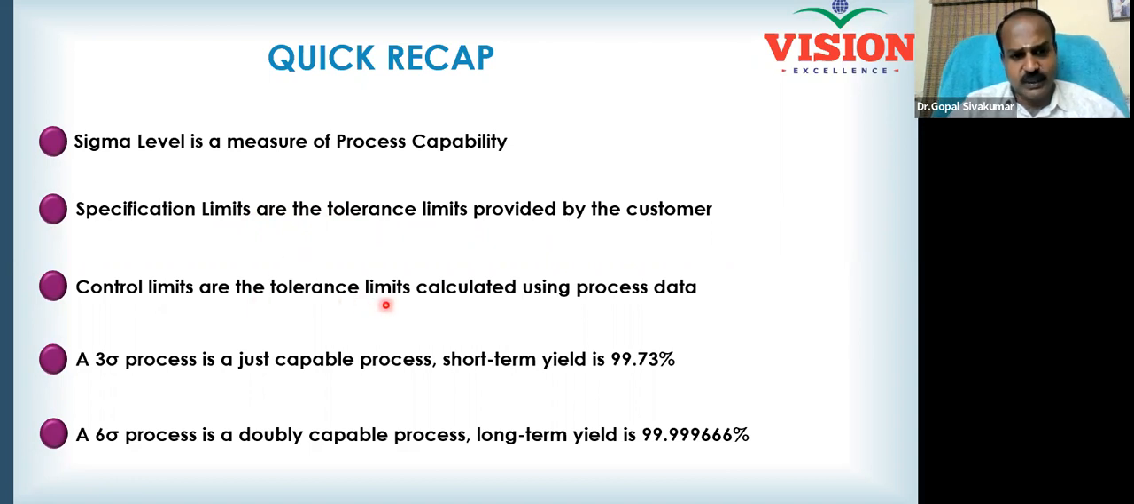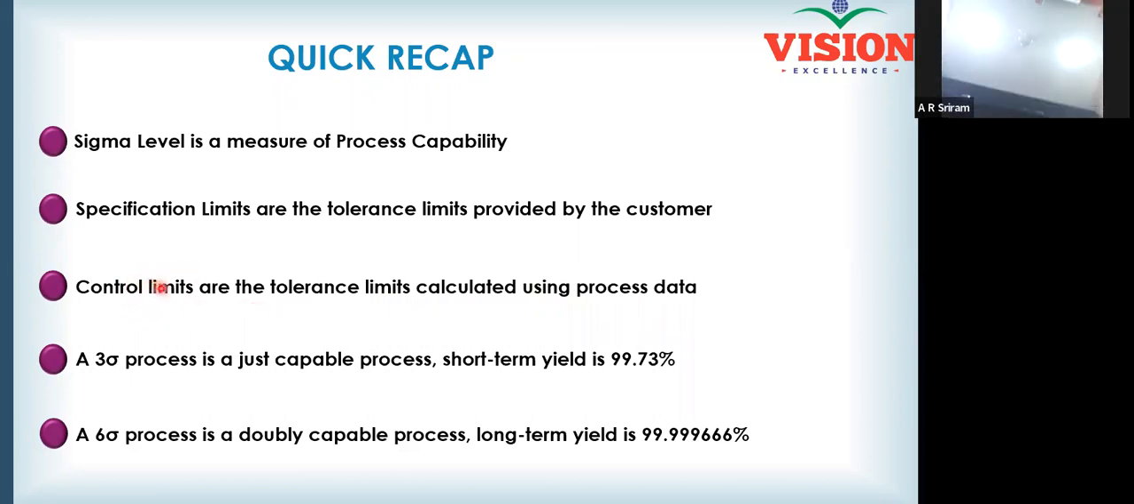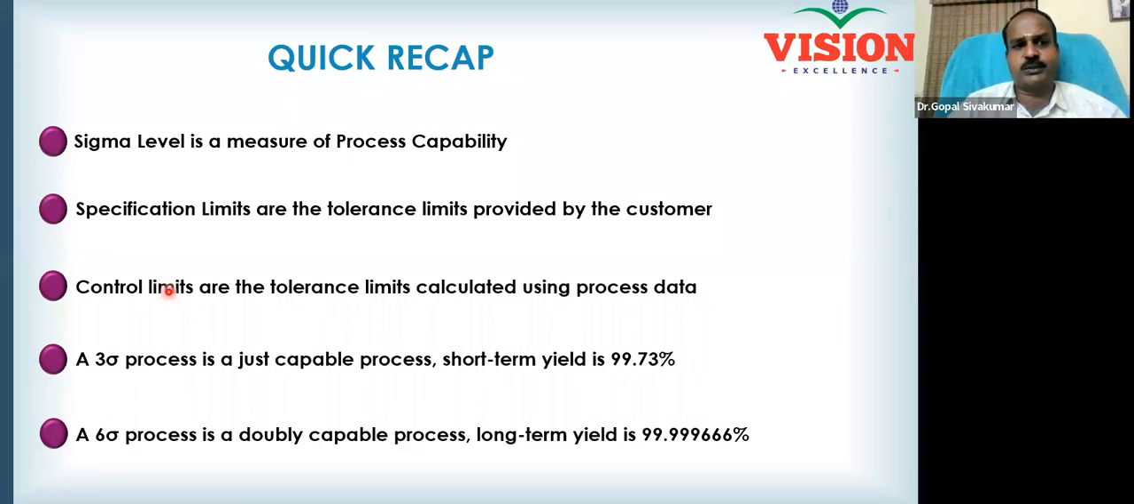Control limits are the tolerance limits calculated using process data. Whenever you want control limits, go to the place where you actually produce the product and collect samples. From the sample, you calculate the average and the standard deviation. Then you have your control limits in hand. If your control limits are well inside the specification, everything will be accepted by the customer.